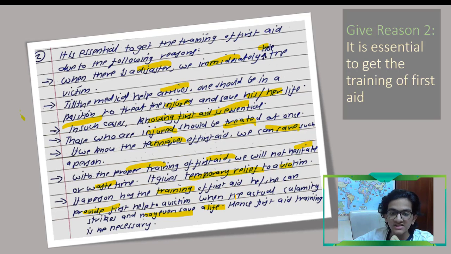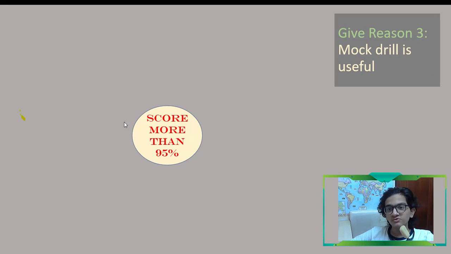It has definitely saved lives. First aid is very important. Hence first aid training is necessary and first aid is very important. Study this answer well. Now let's move to the third give reason.